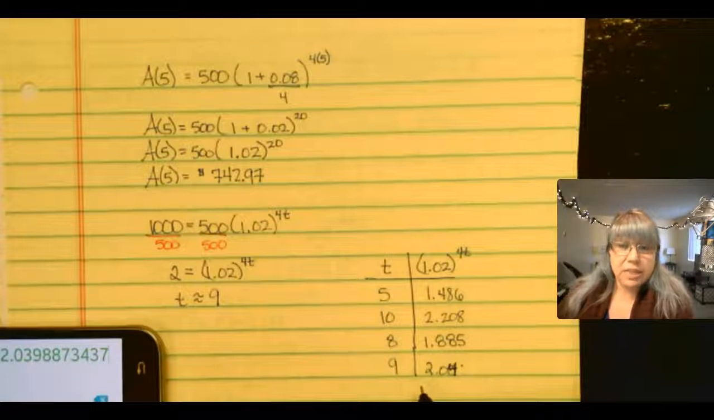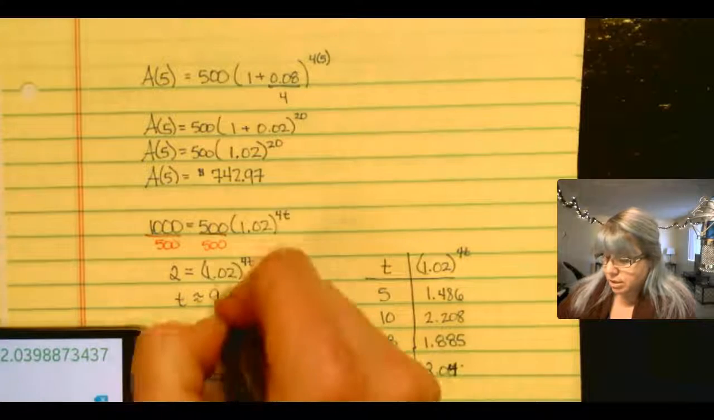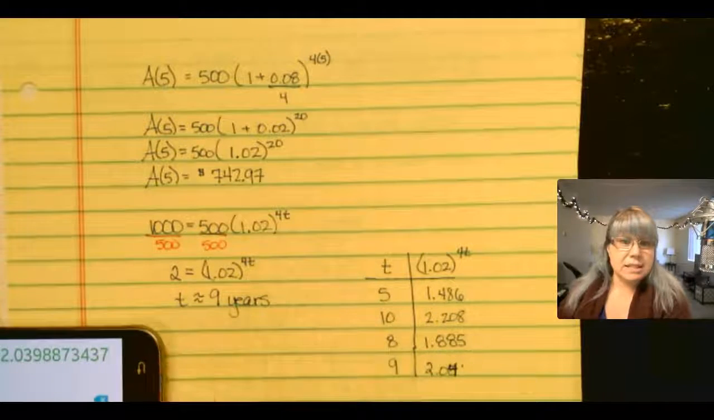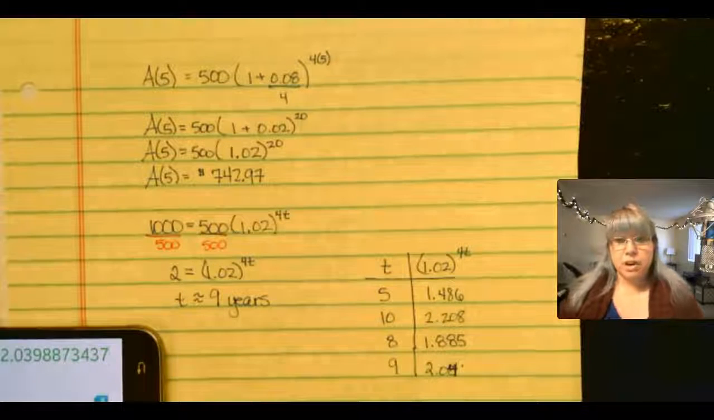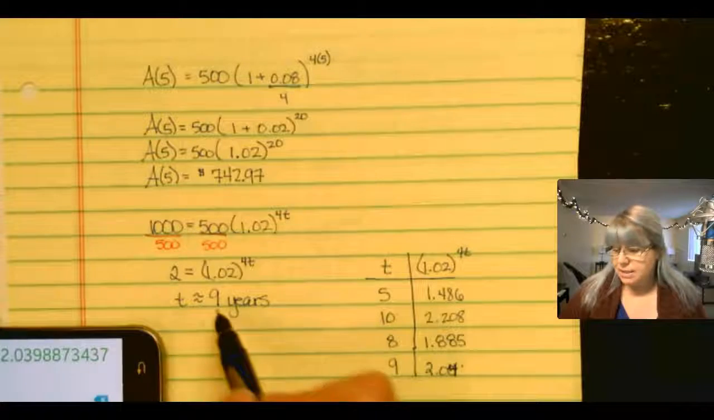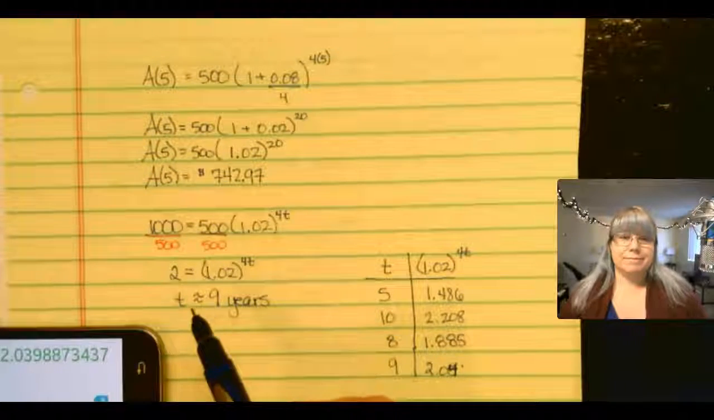We'll actually have a little over $1,000 in the account. So 9 years it will take to, in essence, double our money, right? We start off with 500, and if we want to get to 1,000, that's doubling our money. It takes about 9 years to do it.